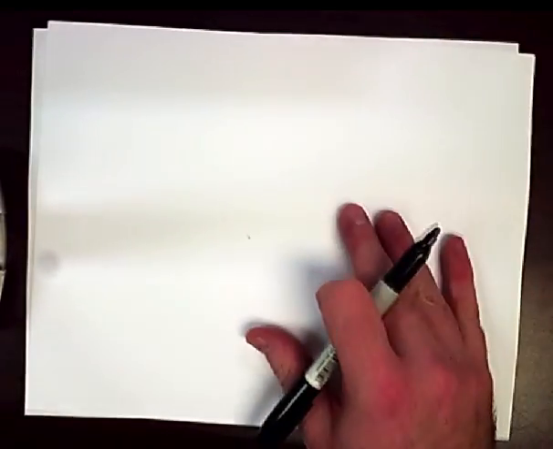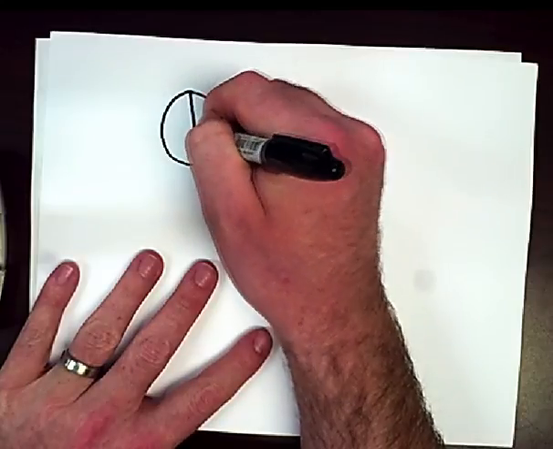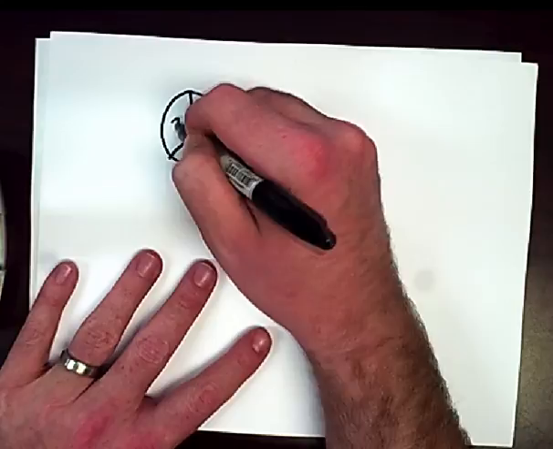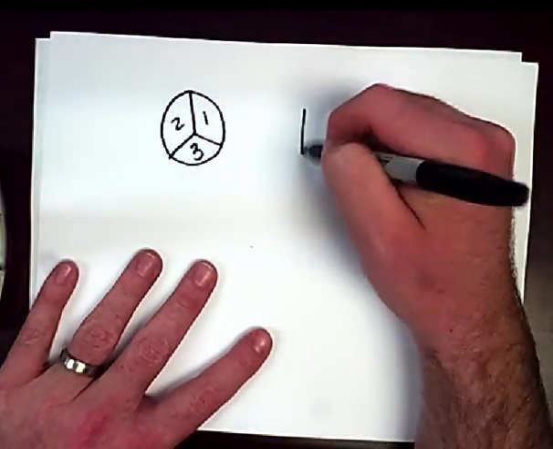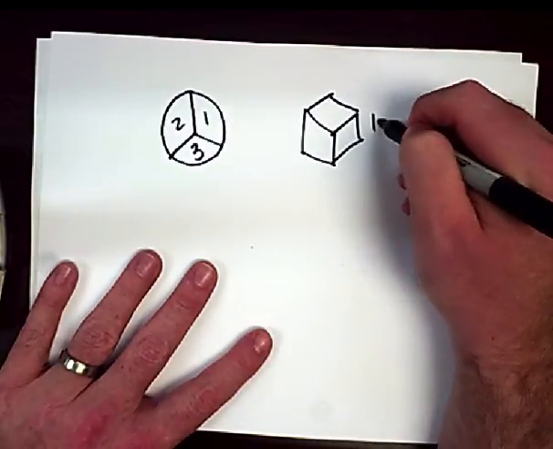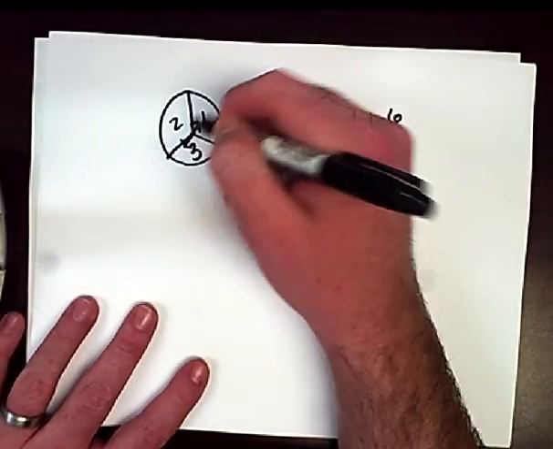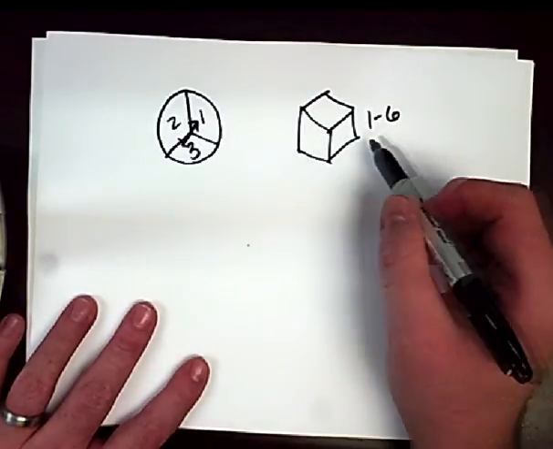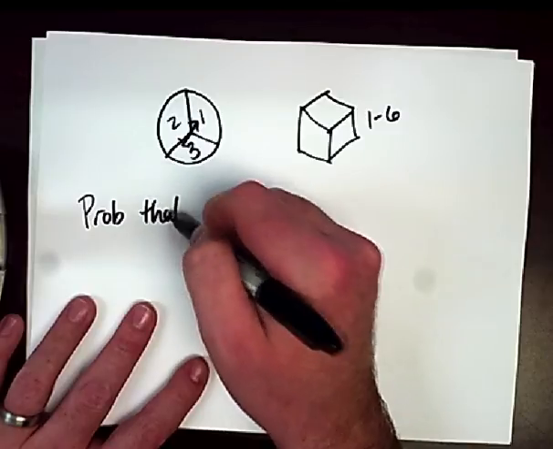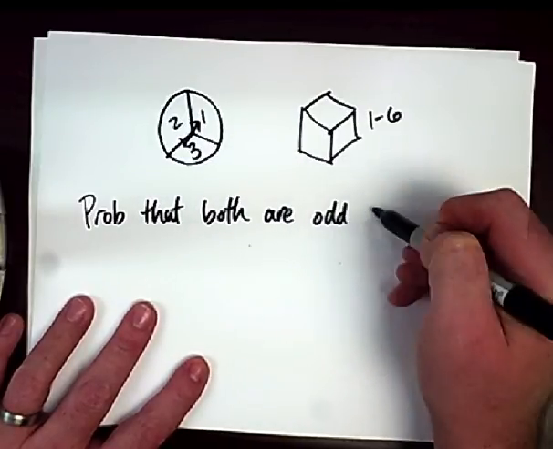Let's do one more of those. So let's say that you have a spinner and it's labeled 1, 2, and 3, and then you have a 6-sided die with the numbers 1 through 6. So let's say that you spin the spinner and you roll the die. What is the probability that both are odd numbers?